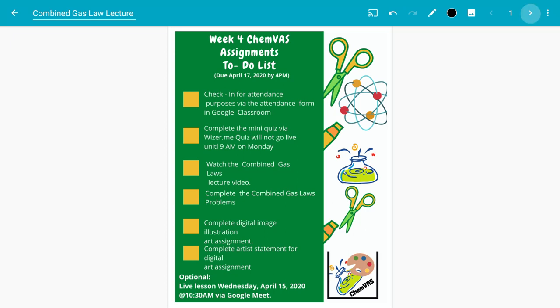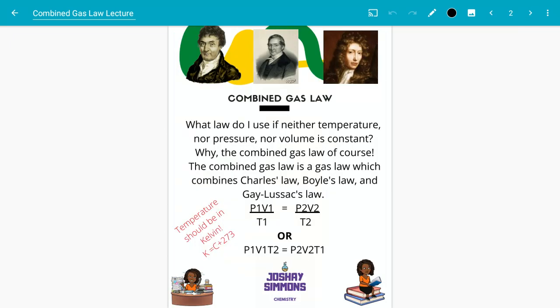Okay, so moving on. What is the combined gas law? What if the temperature is not constant, the pressure is not constant, and the volume is not constant? That means we can't use Boyle's law, we can't use Charles' law, we can't use Gay-Lussac's law. In that case, we will use something called the combined gas law. And just like the name says, it is all of your gas laws combined. It is a combination of Charles', Boyle's, and Gay-Lussac's laws all together to make one equation. The equation for the combined gas law is here.